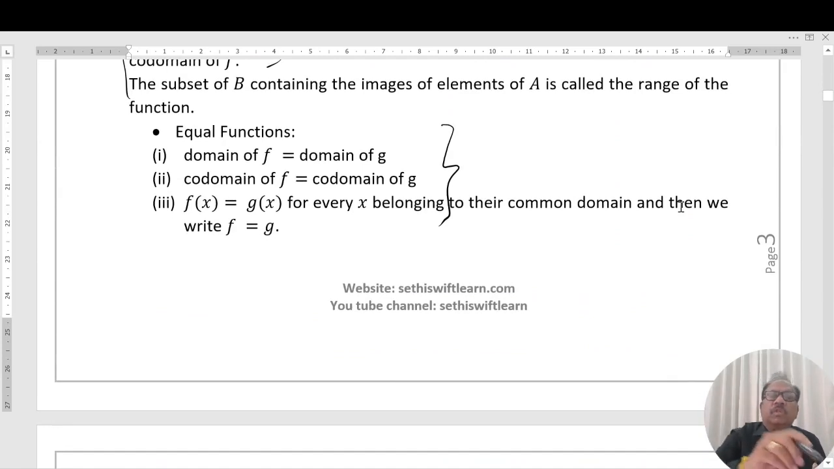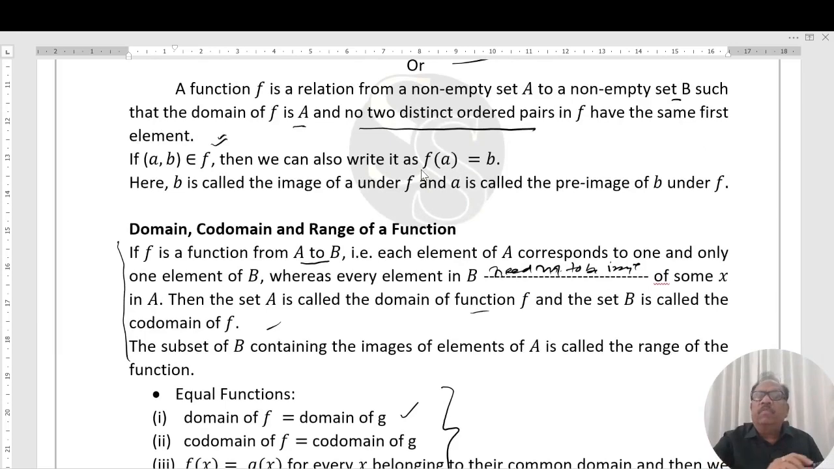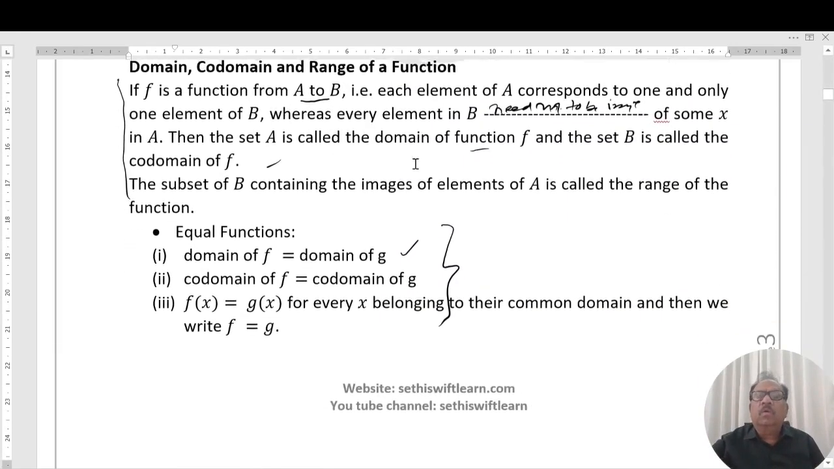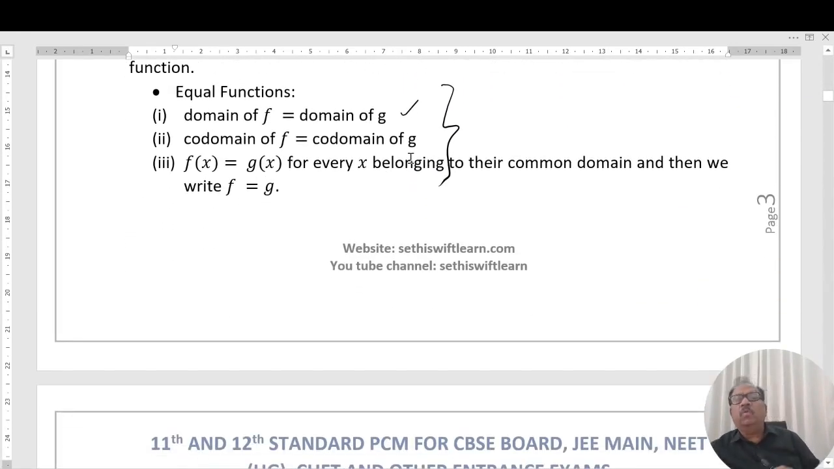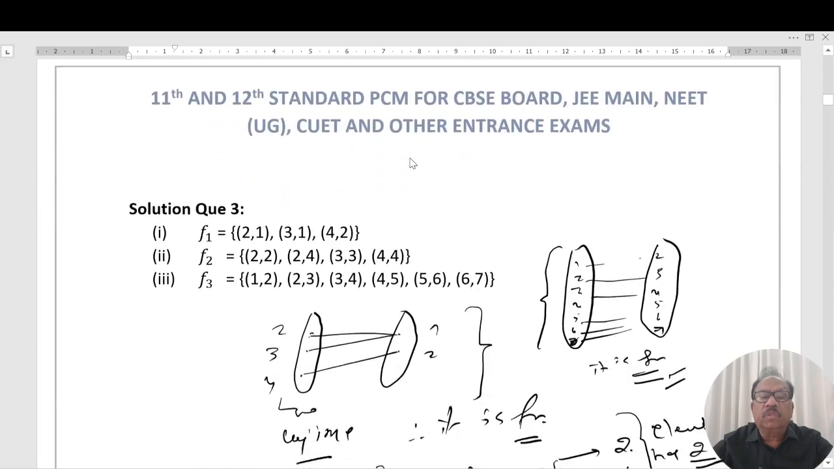What are equal functions? Equal functions mean the domain of one function should be the domain of the other function, and the codomain of one function should be the codomain of the other, that is, the domain and codomain of both the functions should be the same. If this is the case, then the functions are said to be equal functions.